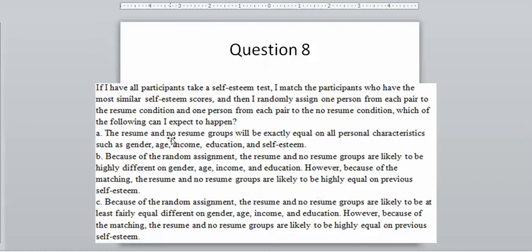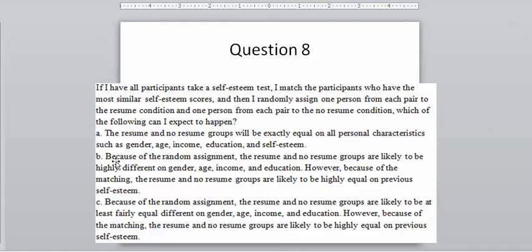However, we can't expect the resume and no resume groups to be exactly equal on all personal characteristics, because we're not matching them on all of these 5 things. We're only matching on previous self-esteem. So this A can't be correct.